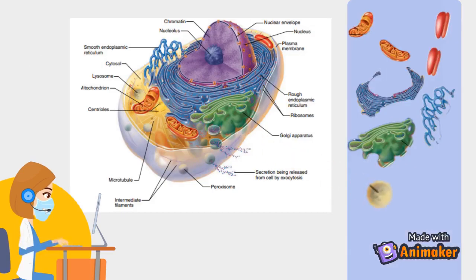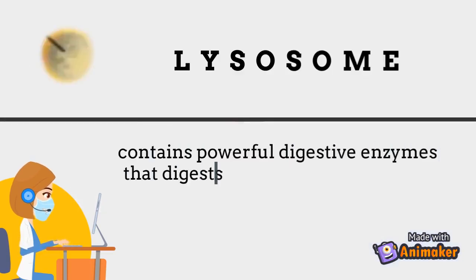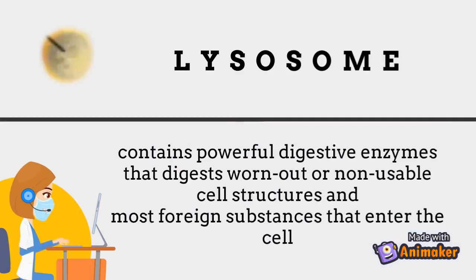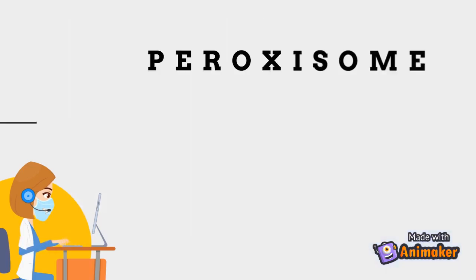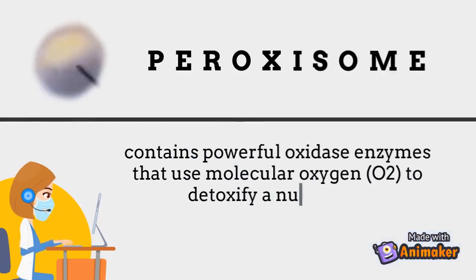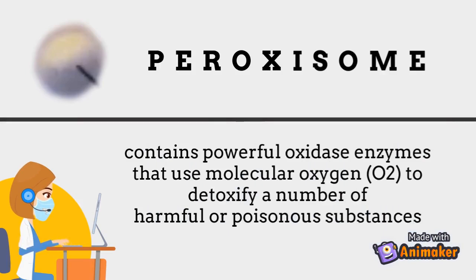Lysosomes contain powerful digestive enzymes that digest worn out or non-usable cell structures and most foreign substances that enter the cell. Peroxisomes contain powerful oxidase enzymes that use molecular oxygen to detoxify a number of harmful or poisonous substances.